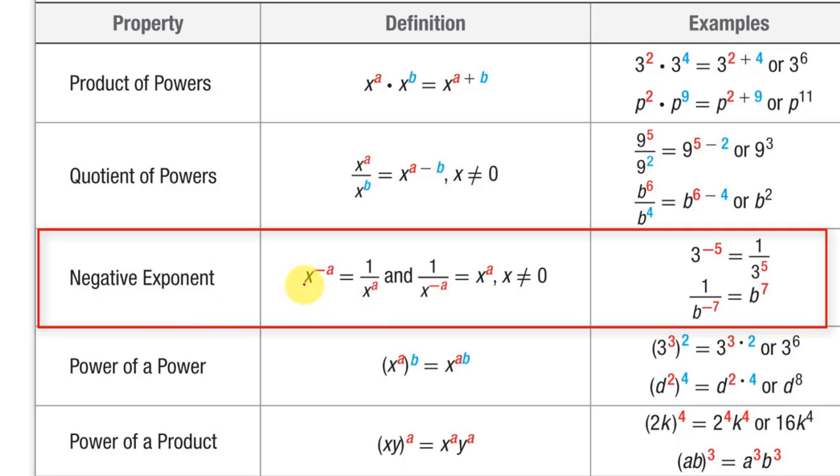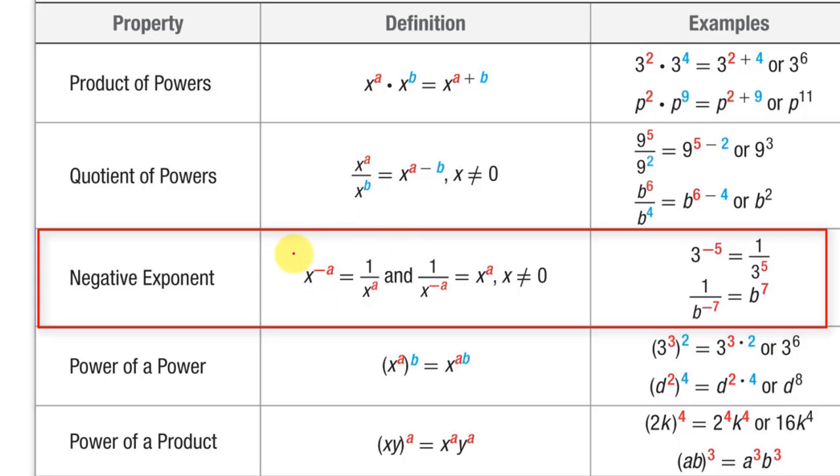Negative exponent property. If I have some number x raised to the negative a power, that is the same as 1 divided by x to the a. Similarly, 1 divided by x to the minus a is equal to x to the a. Again, provided that x is not equal to 0, because we don't want to divide by 0.